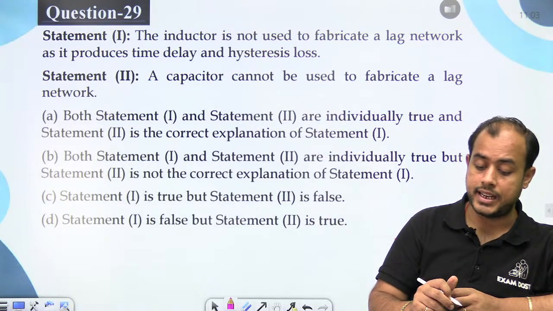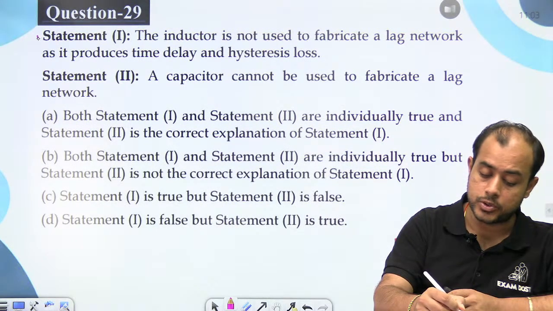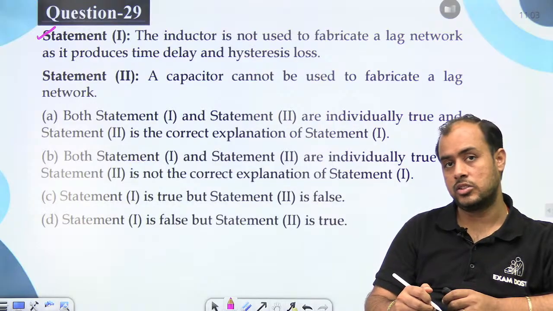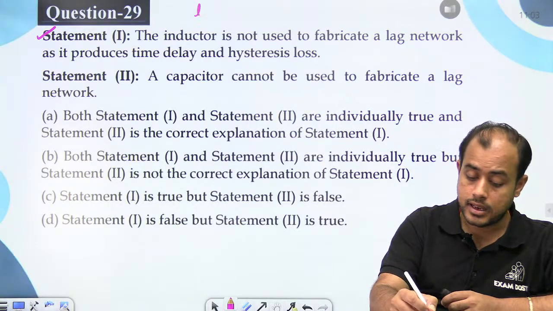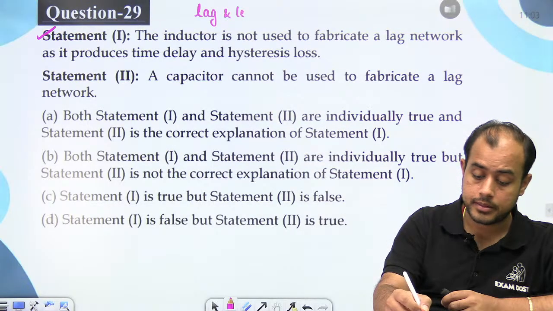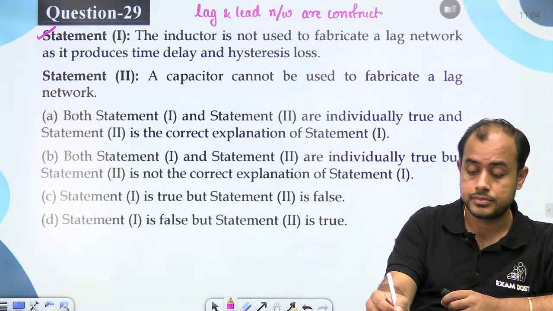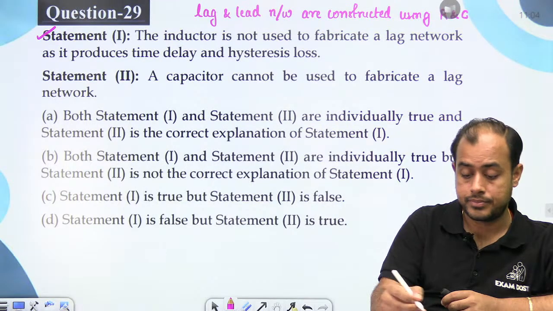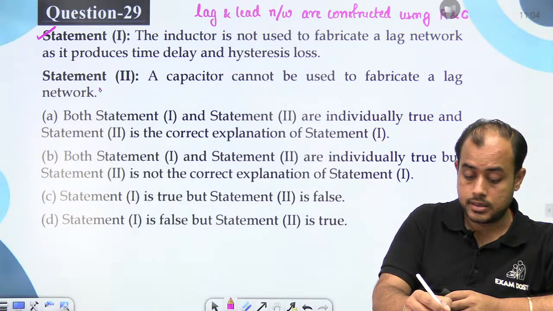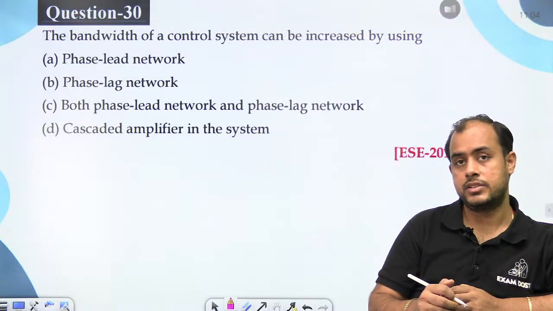ESE 2017. Inductor is not used to fabricate a lag network as it produces time delay and hysteresis loss. Correct. Lag and lead networks are constructed using R and C. And this is wrong. Capacitor can be used to fabricate lag network.